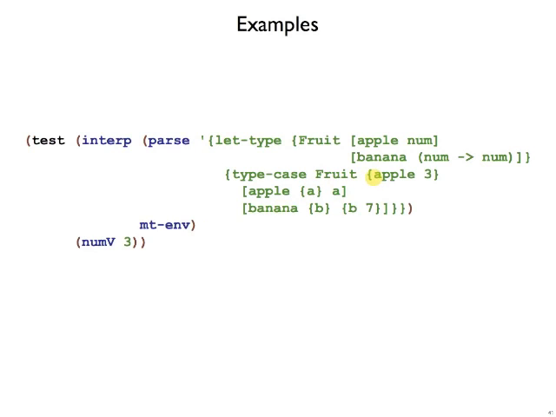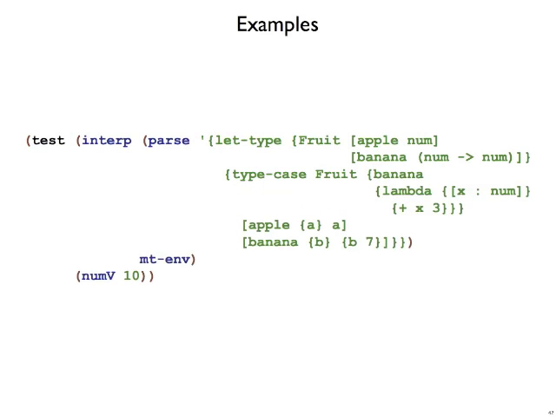So in this case, now I'm constructing an apple with 3, and now I'm using type case. And so what type case will do, it'll take the result of this expression, which is a variant v, match up its tag with the suitable case here. So it'll match the apple tag that's inside the variant v result of this expression. And then it'll pull that field out, which will be a num v 3, bind it to a while evaluating this result expression a. So we'll get a 3 in this case.